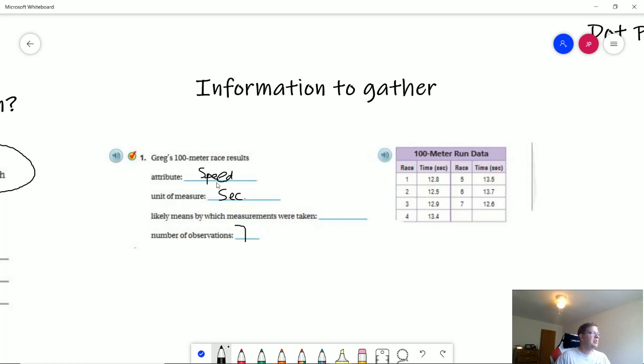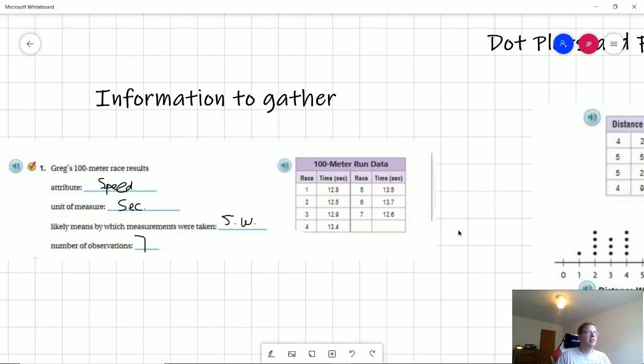I'm just going to abbreviate it. We could also say that the attribute would be time. Likely means by which the measurements were taken. I'm just going to abbreviate SW for stopwatch or a timer.